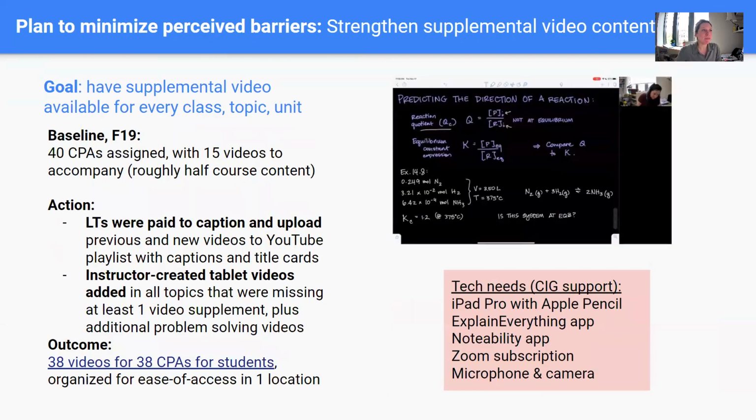So my first plan to minimize perceived barriers was to strengthen the supplemental video content. And so I aim to have a supplemental video for every class topic unit. We started with 15 videos that had been created by myself and Professor Hofferberth. That was roughly half the course content.